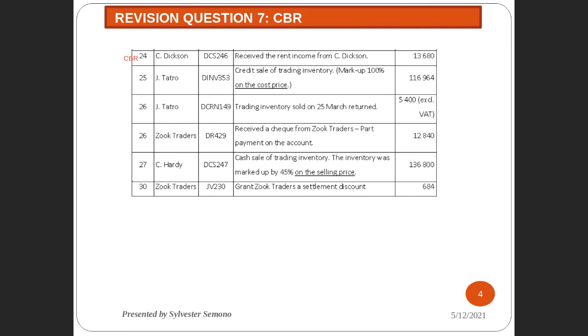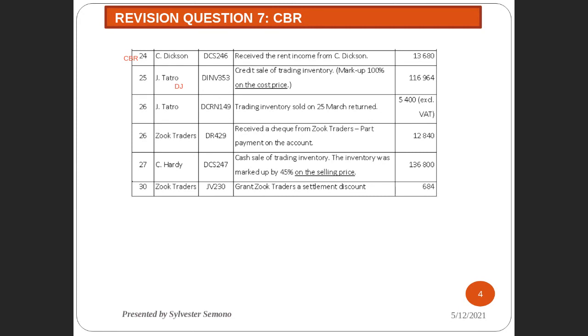Where will I record the 25th? Sales of trading inventory. Thank you so much, Hamza, Ongama, Ngarabile. DJ. Perfect. And now we are on fire. On the 26th, trading stock sold on the 25th returned. Obvious. Tell me, where do we go?